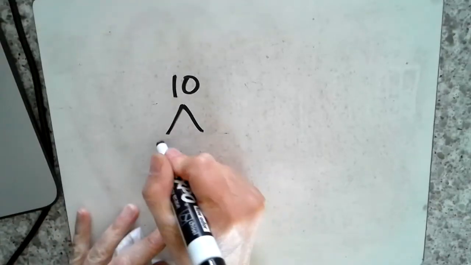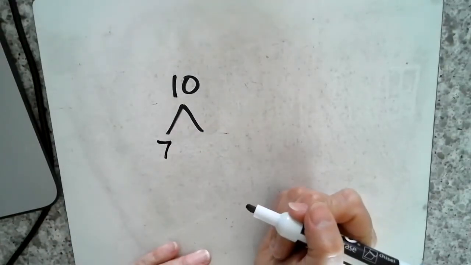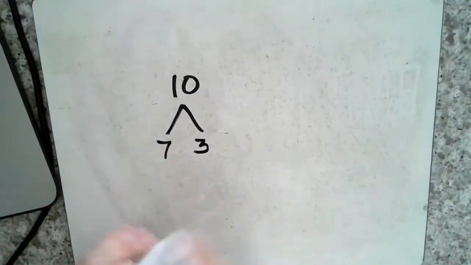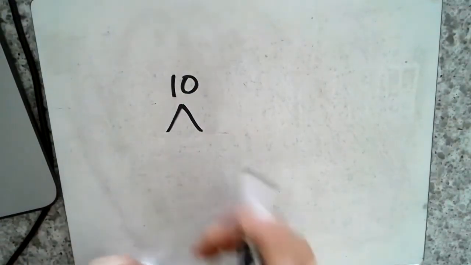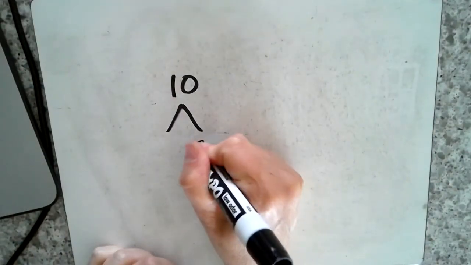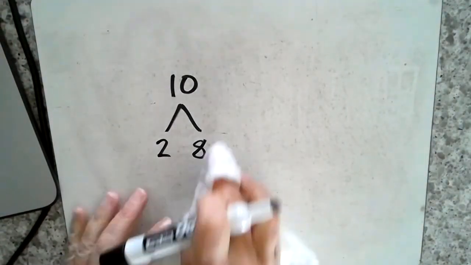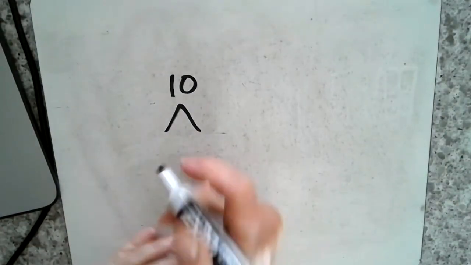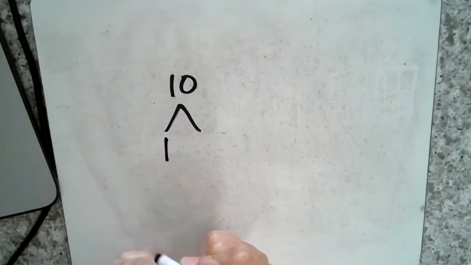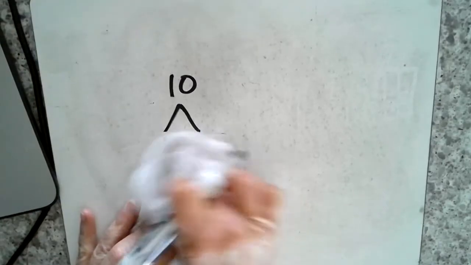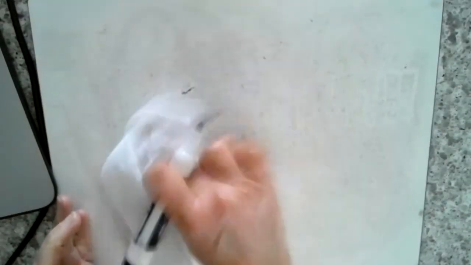What if I put 7 here? Yep, the other partner is 3, because 7 and 3 is 10. What if I put 8? Yep, this partner is 2, because 2 and 8 is 10. Let's do one more. What if I put 1 there? Yep, the other partner is 9, because 1 and 9 is 10. Good. So that's a great way to just make sure you solidly have those partners of 10.